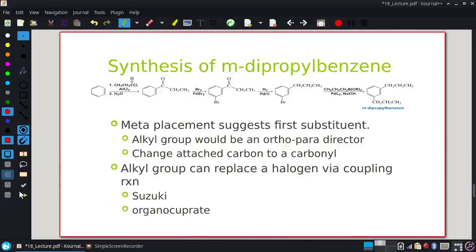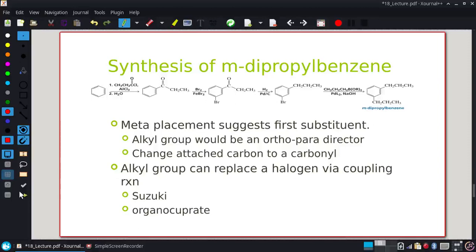All right, so when we actually do synthesis, it's very important to plan out how we want to do it. So if I do want to make m-dipropylbenzene, two different R groups off of a benzene, I don't want to just put one on and then attach the other, because a straight R group is an ortho-para director. So I want these on in the meta position.